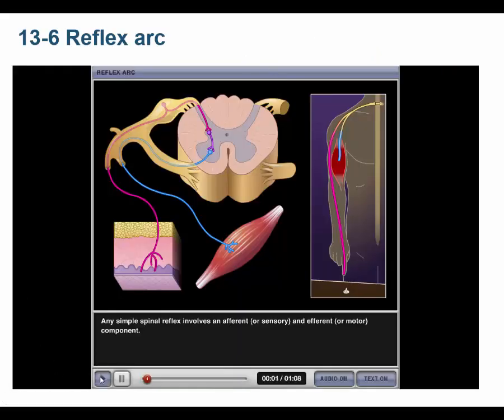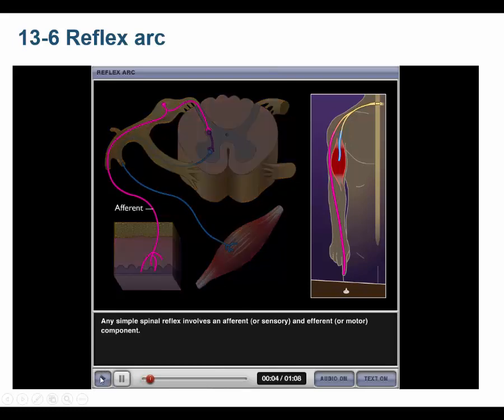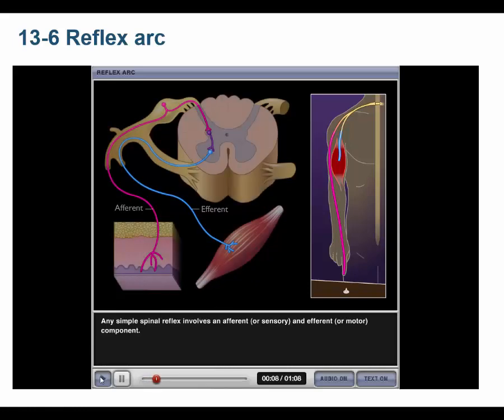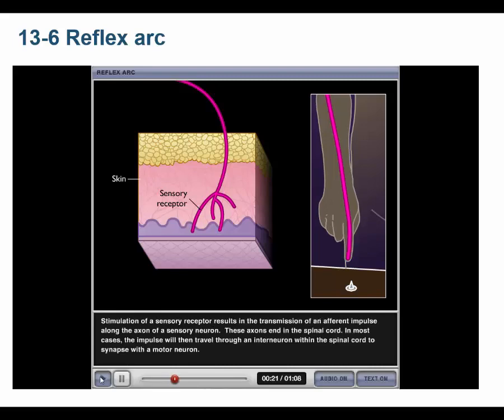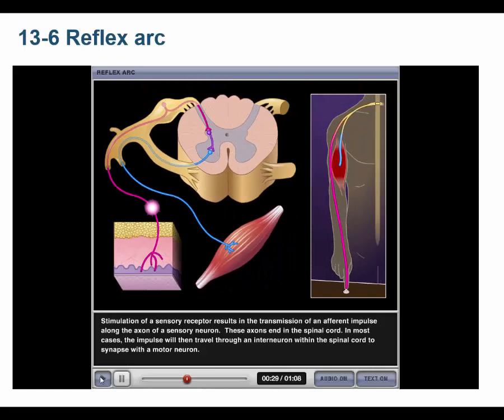Any simple spinal reflex involves an afferent or sensory and efferent or motor component. The reflex is initiated at a sensory receptor. These receptors are located throughout the body. The one shown here is in the skin. Stimulation of a sensory receptor results in the transmission of an afferent impulse along the axon of a sensory neuron. These axons end in the spinal cord.